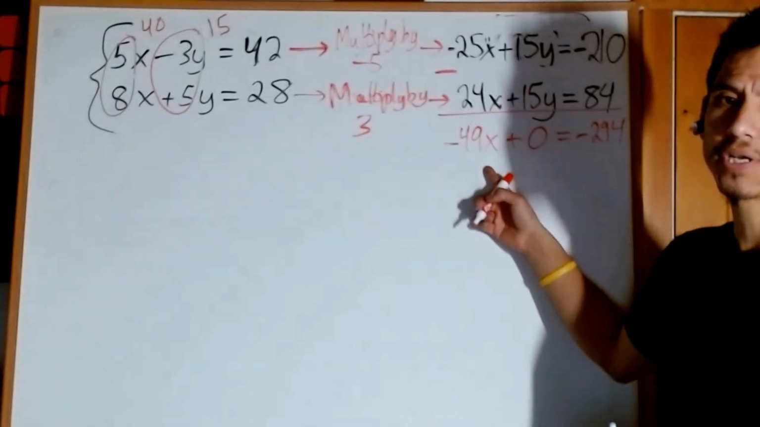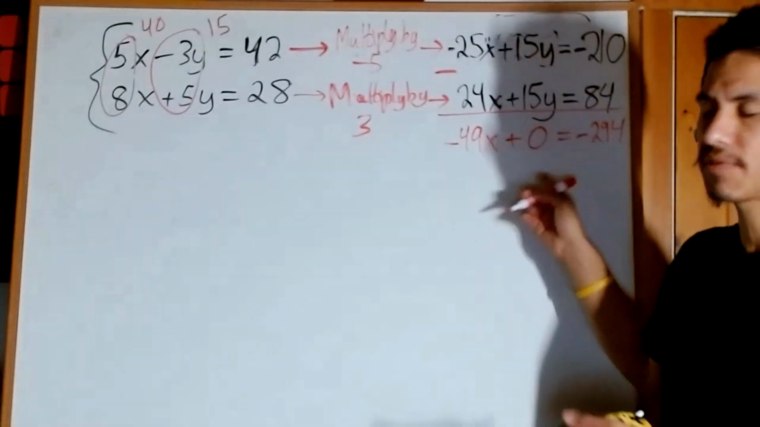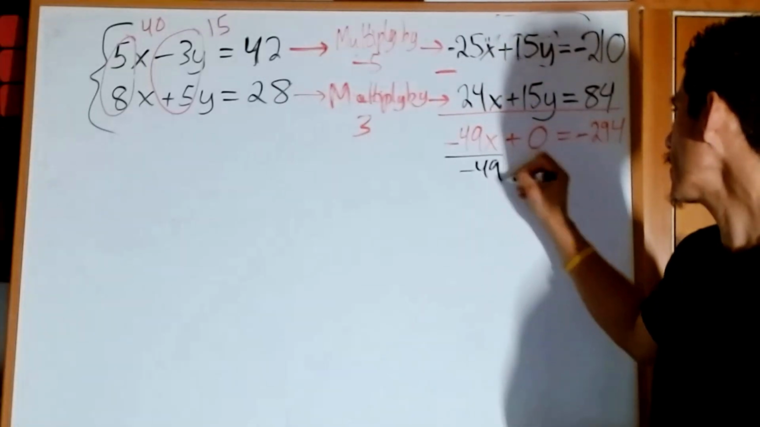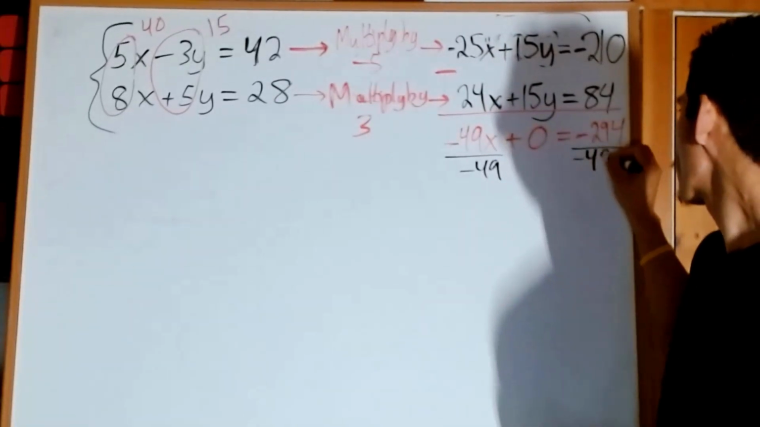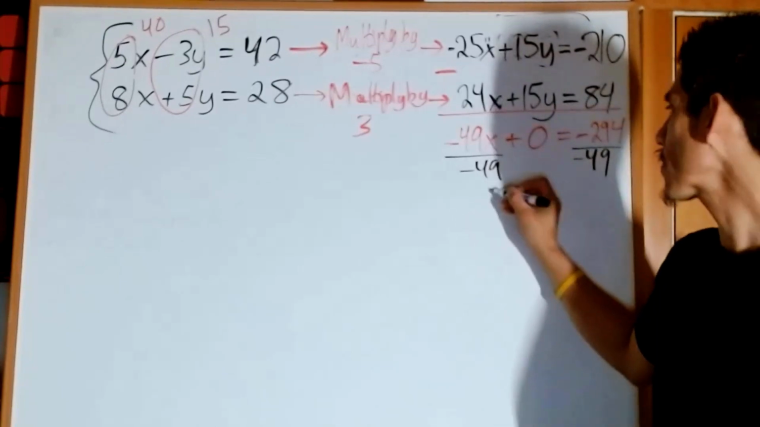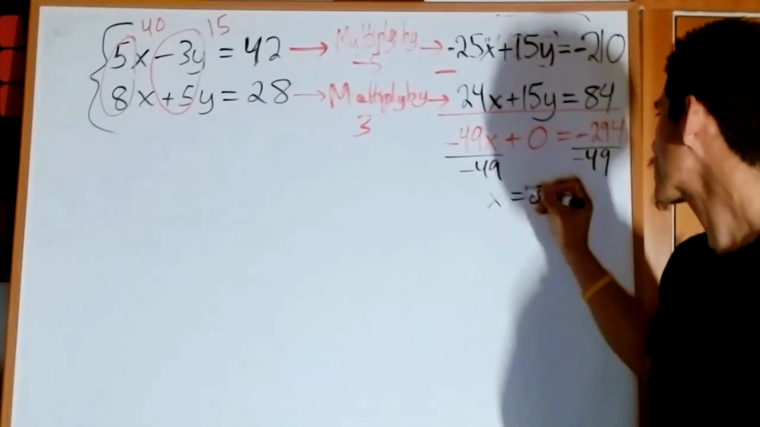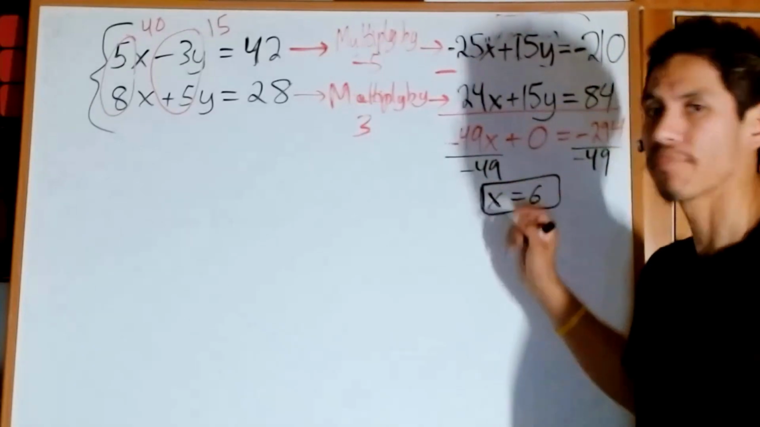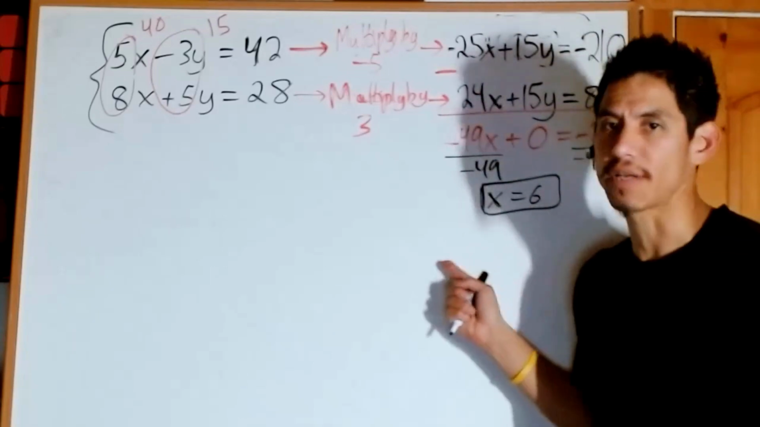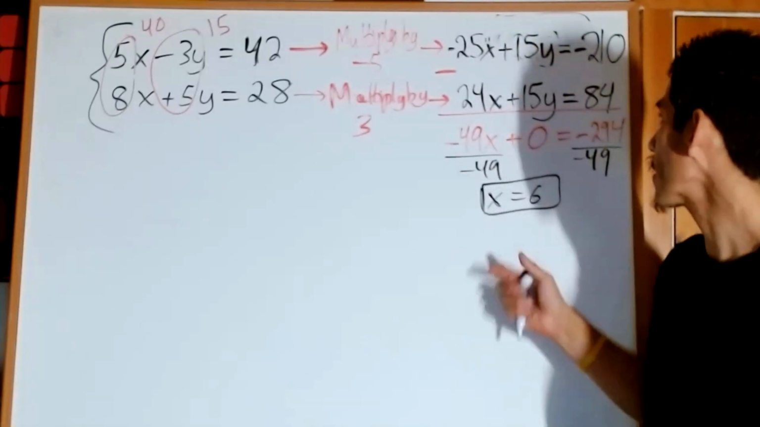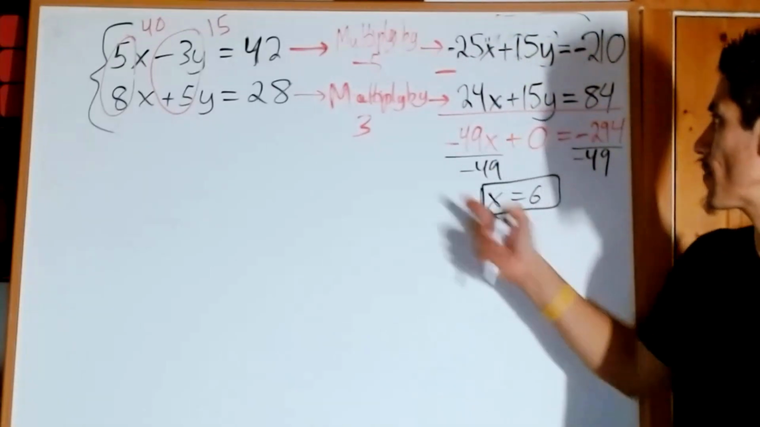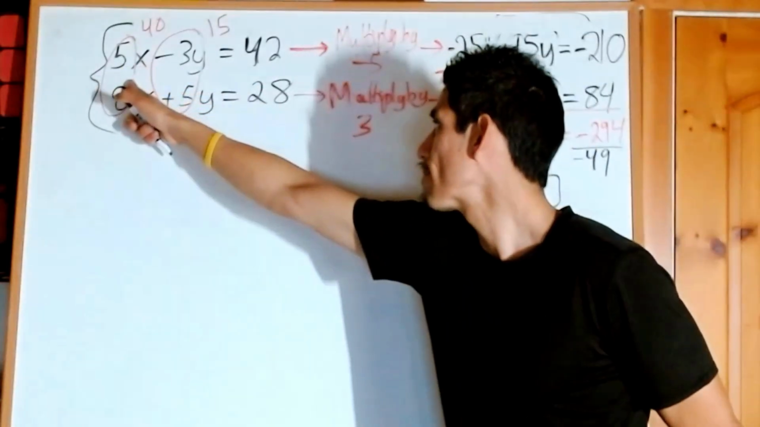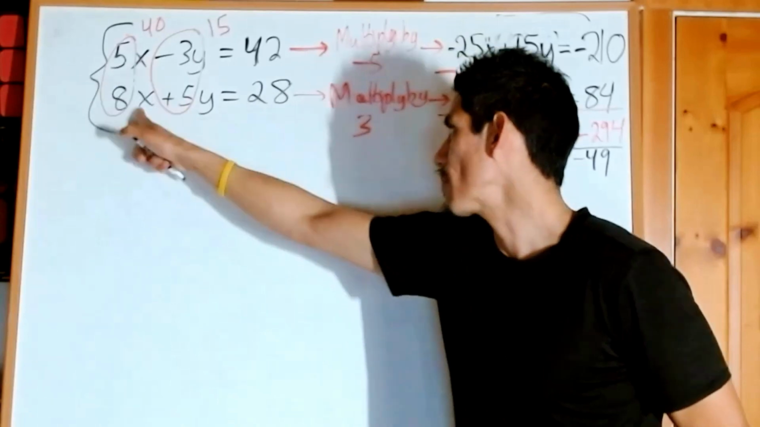But picking up from here, negative 49x equals negative 294. Then just divide both sides by negative 49. We get a nice round number of 6. So x is 6. And then from here, we just got to plug this 6 into an equation and solve for y. Let's just go back over here. Let's put it into the top one, or even the bottom, it doesn't matter.